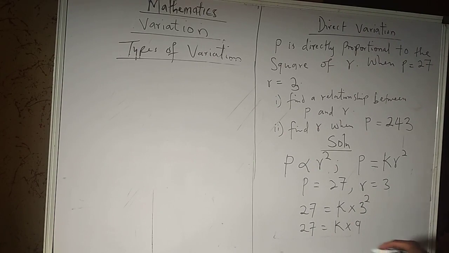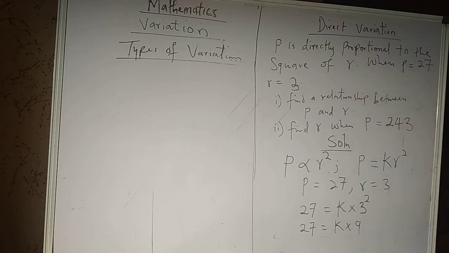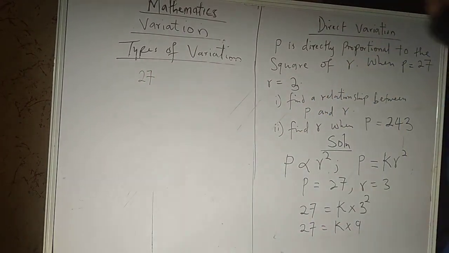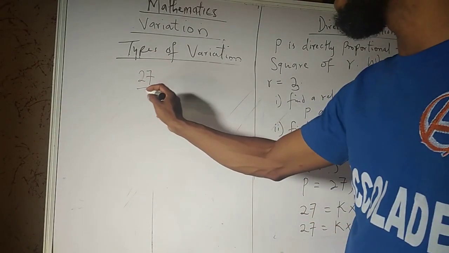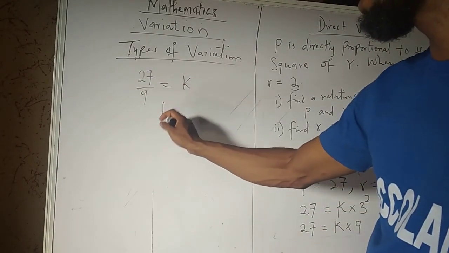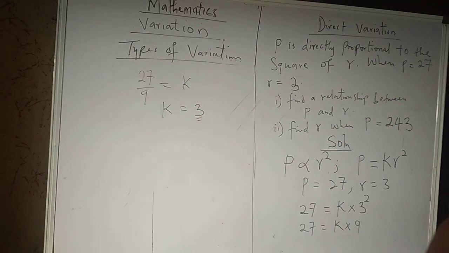But we're looking for K. If we must find the relationship between P and R, we need to find the constant. So we divide both sides by 9. 27 over 9 equals K. So K is going to be equal to 27 divided by 9, which is 3, right? So you see that.